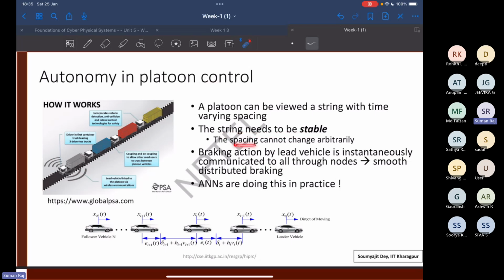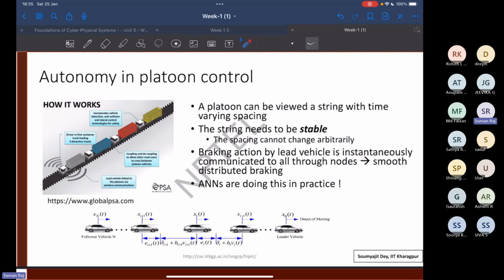Okay, so the spacing which is there needs to be maintained constantly and it cannot change arbitrarily. And if there is a braking action by the vehicle which is leading the other three, it is instantaneously communicated to all through the nodes such that all of them brake at the same intensity. So basically, how is this happening? ANNs are being used for this. All right, so this is the platoon control.